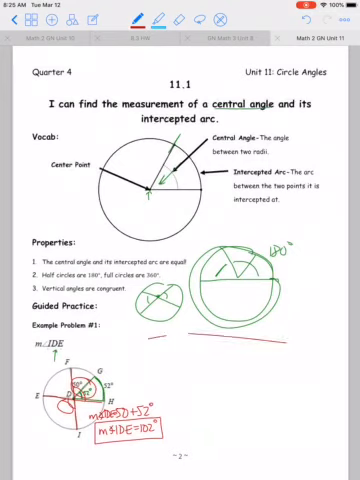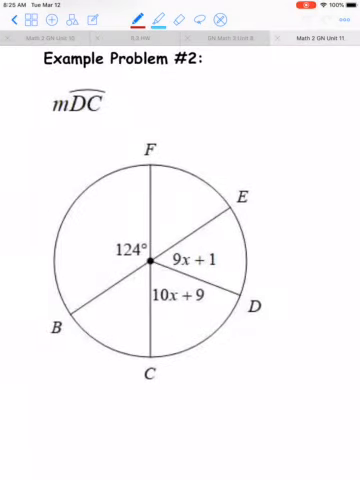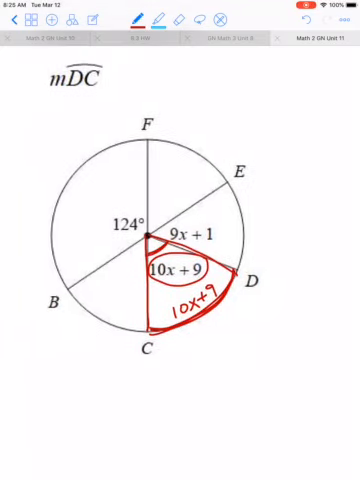Okay, let's try another one. There we go. So if you look at this one, arc DC is right here. And we know that if this angle is between these two, right there, then its arc is the same. So this is also 10x plus 9. And we need to find x. So to get x, let's get rid of all these extra colors. I'm going to relabel that.